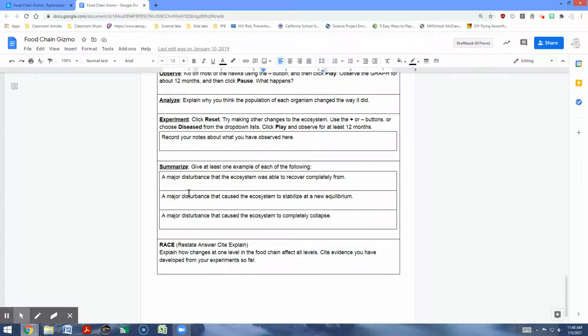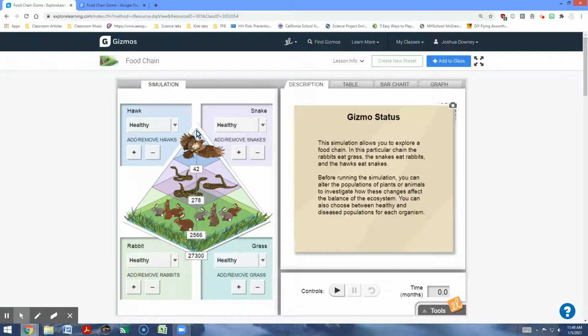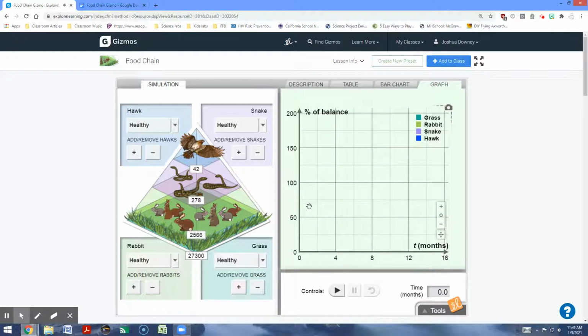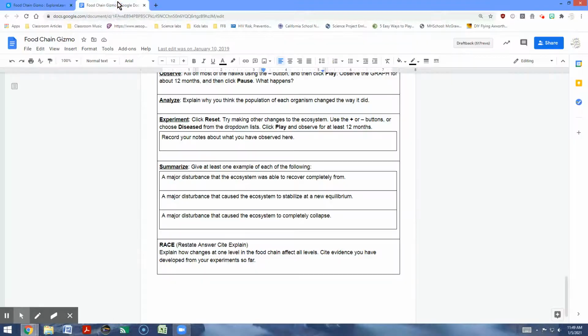Create a disturbance where the ecosystem reaches a new equilibrium. That means, can you create a scenario when looking at the graph where everything goes back to balanced, but maybe it's at 50% or 75%. Maybe you found a way to make everything at 150%. What did you change that made it reach that new state of equilibrium?